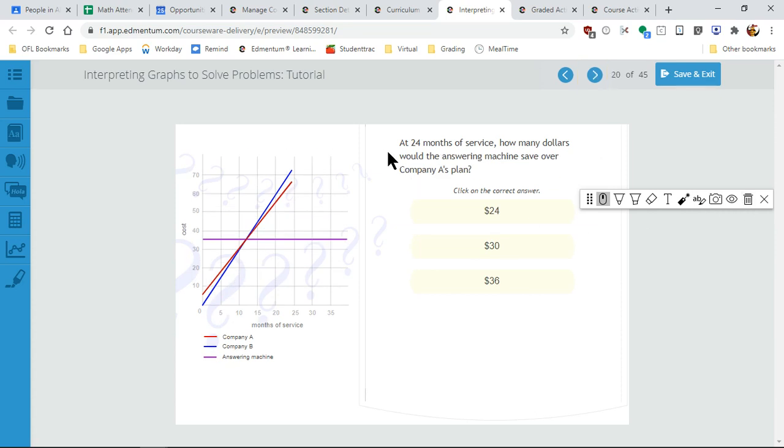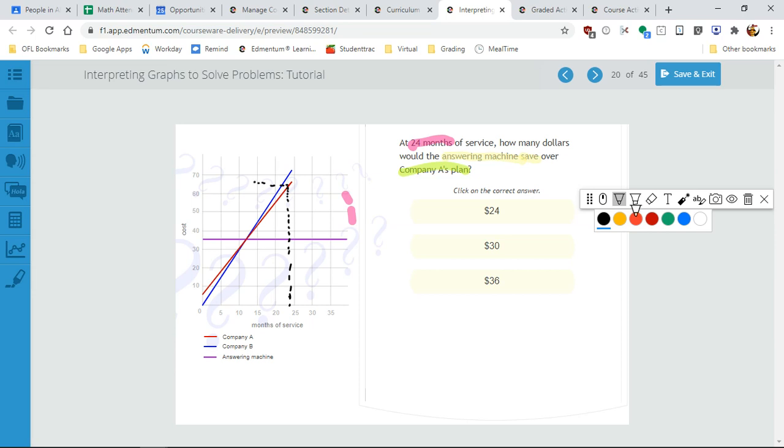So now it wants us to know at 24 months. So I'm going to use my highlighter tool again. 24 months, and I'm going to compare saving. So saving is this idea of subtracting how many dollars between the answering machine and company A. So I'm going to go to 24 months, which is about here. Here's my answering machine lined up there. And then right here.